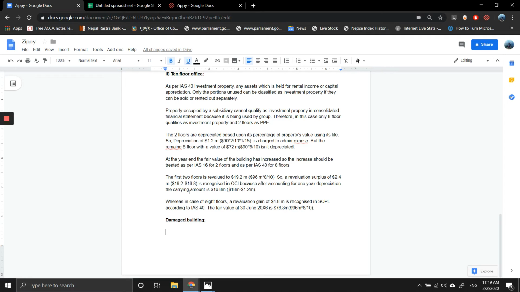Let's write it down as well. Control B, Control U: IAS 36, Impairment of Assets, does not apply to investment property that is measured at fair value.